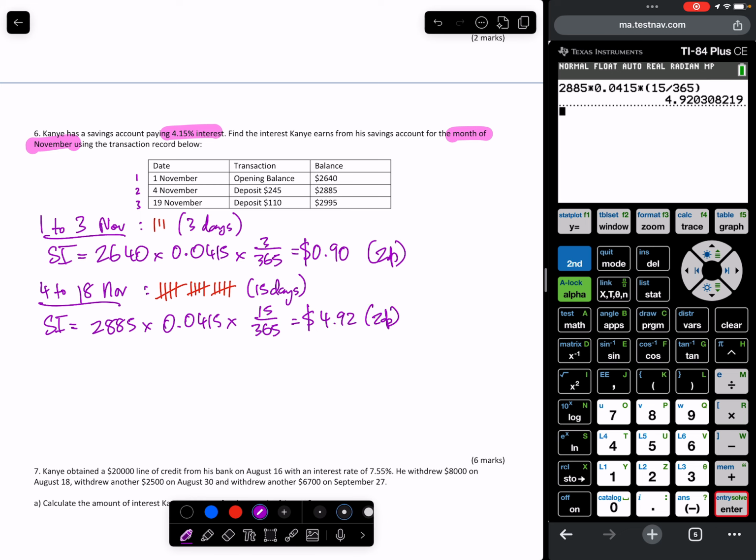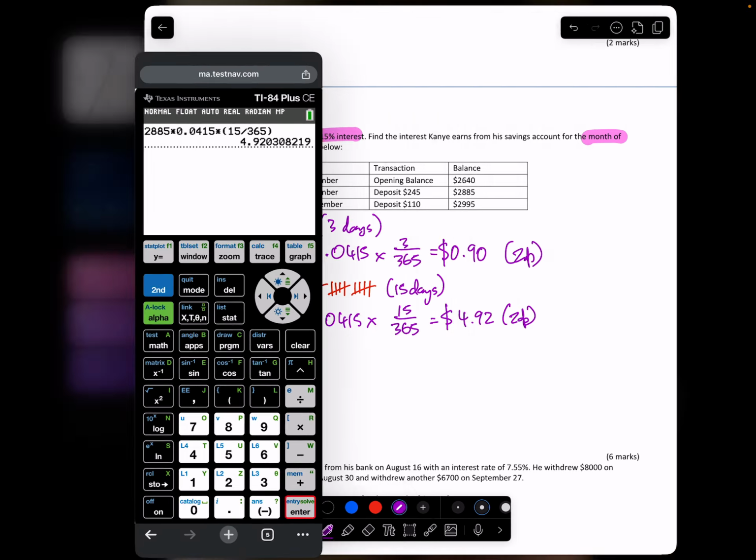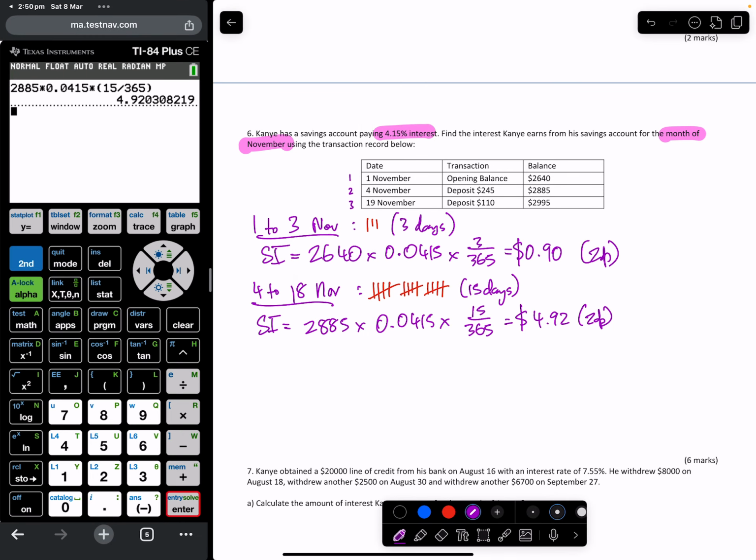I'm going to try moving this over to the left so that my right-handed self doesn't keep touching it.